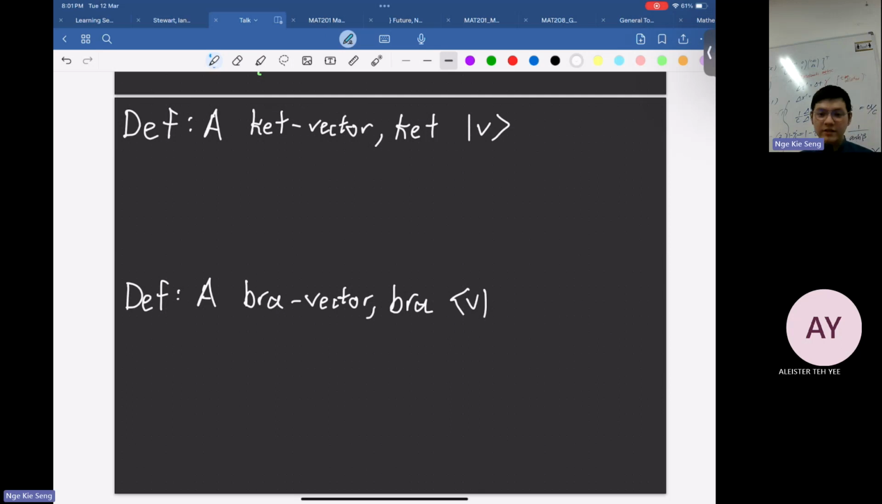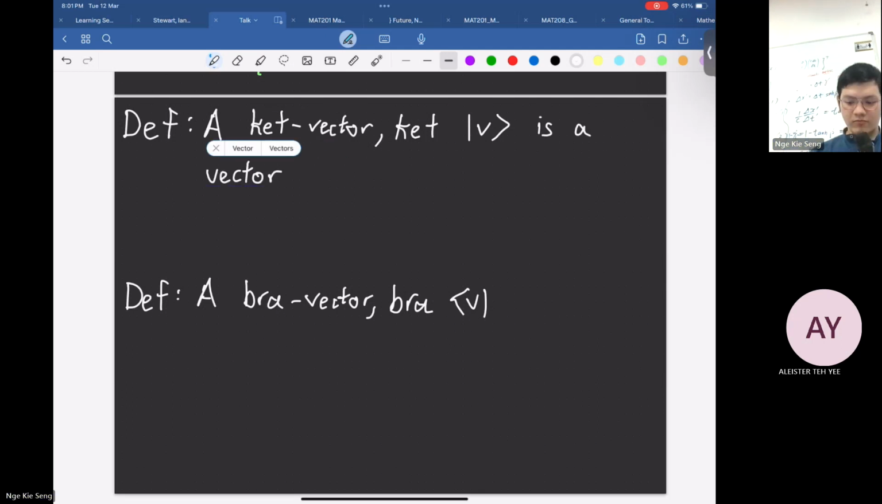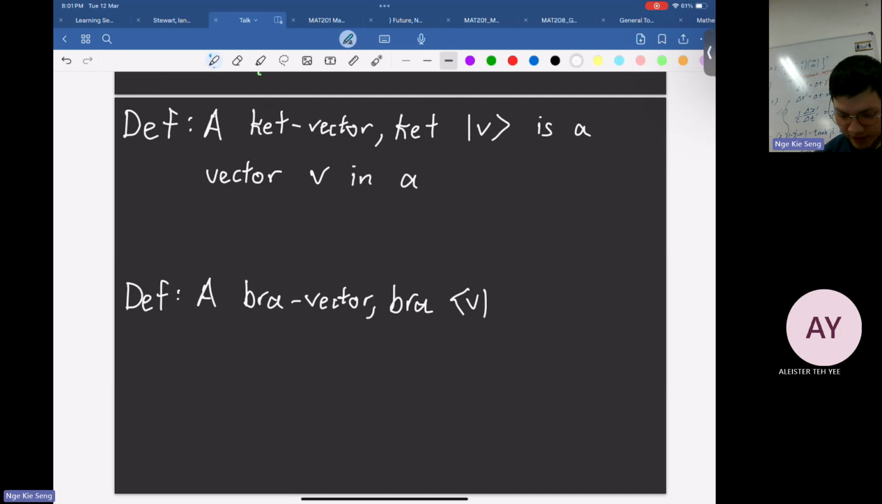Okay, so what is a cat vector? So a cat vector is what? It's simply a vector. Yes, that's right. Later I will show you how useful this notation is, but for now it's not obvious yet. But it's just a vector V in a Hilbert space H.